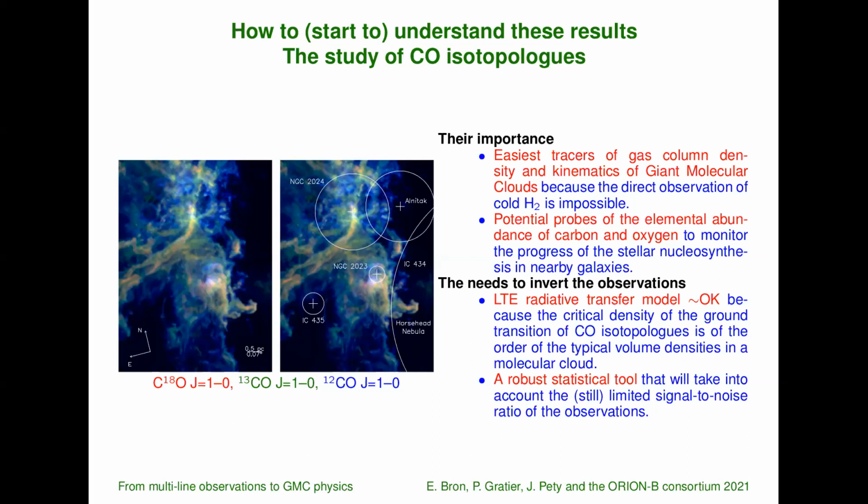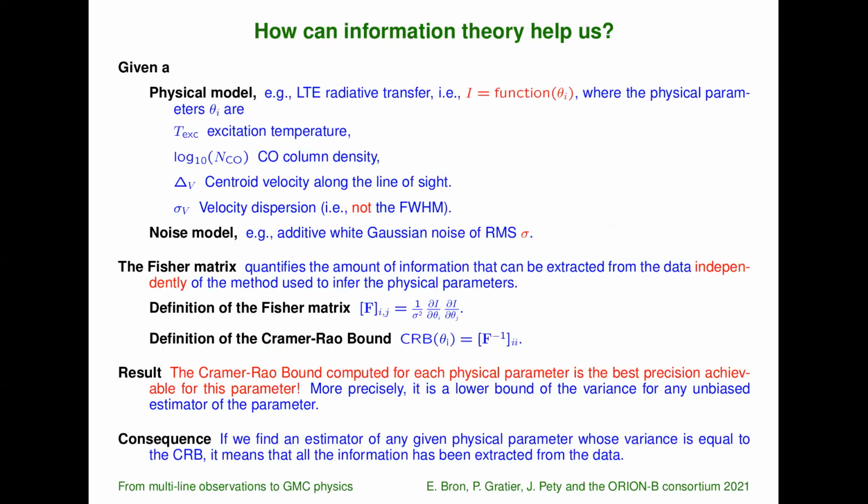And the second thing is that we will try to do this analysis using a new robust statistical tool to take into account the fact that there is limited signal-to-noise ratio in the observation. So how are we doing this? First, we need to start with a physical model.